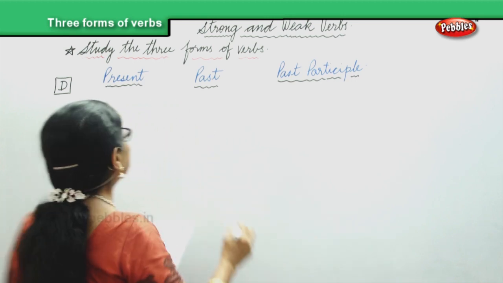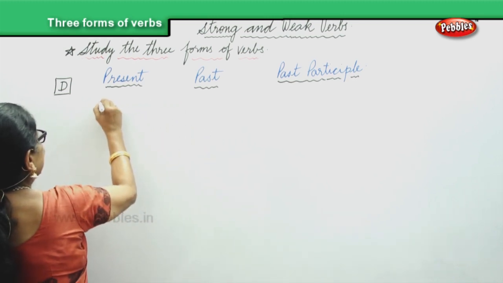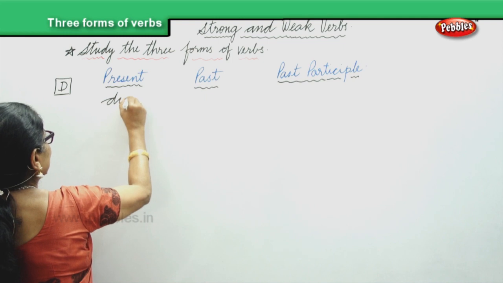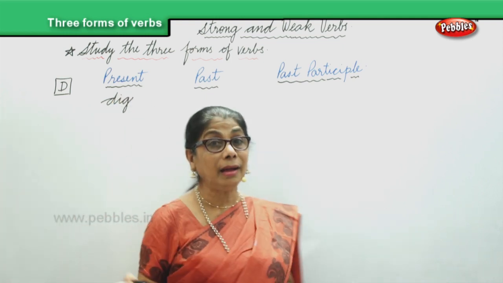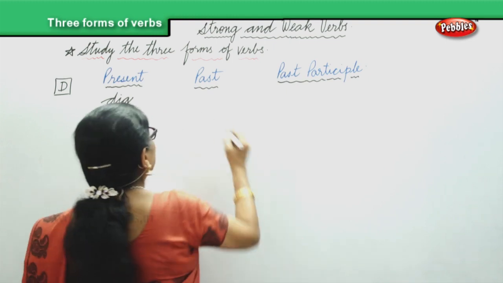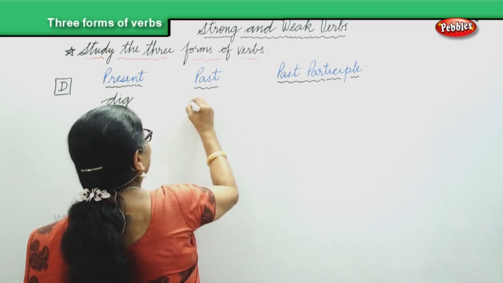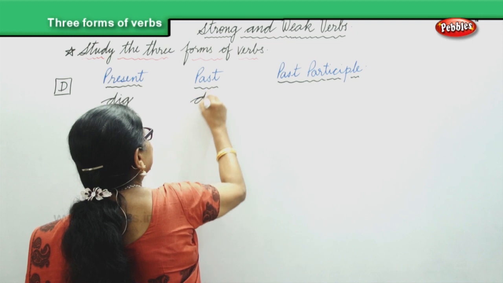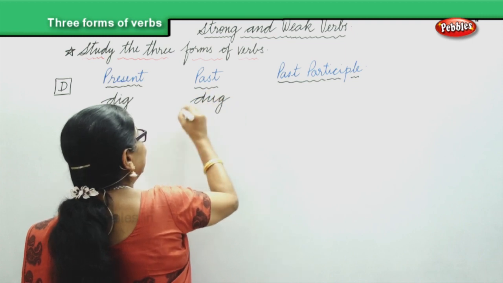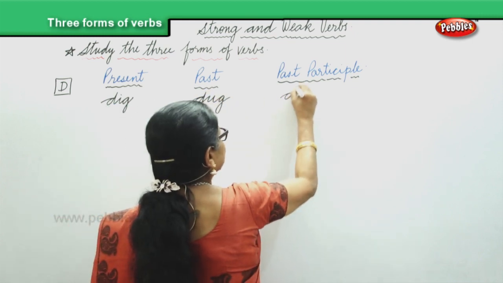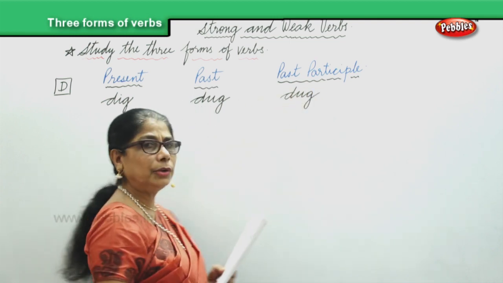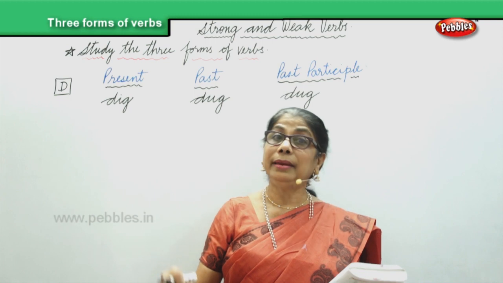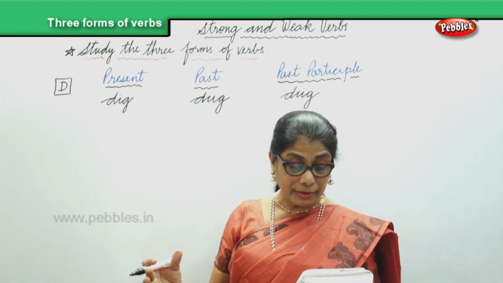Dig. The first present one we have here is dig. You're digging up your garden, dig. I dug my garden. In the past and past participle, it is dug. Both, dig, dug, dug, all three, both these are the same. You dig the garden, you dug. I dug the garden last night or yesterday, whatever.